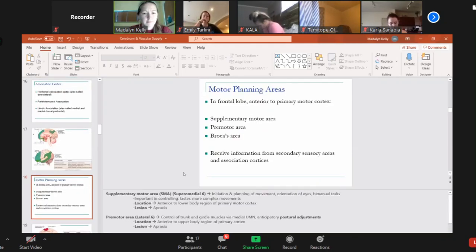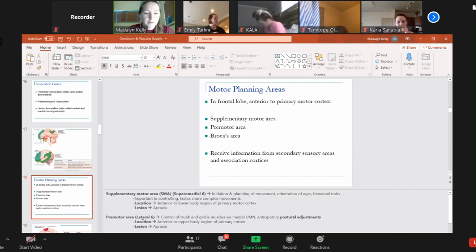Motor planning. We have the supplementary motor, the premotor, and the Broca's area. Supplementary motor area, SMA, superomedial 6. That's what she said on there. Initiation and planning of movement, orientation of eyes by manual task. It's important in controlling faster, more complex movements. These motor areas, I just kind of understood that if you have a lesion there, it's going to be apraxia.